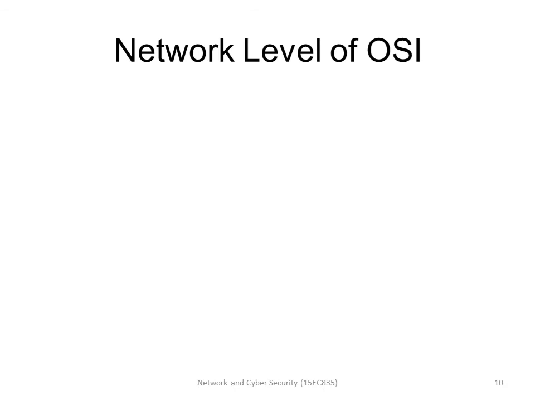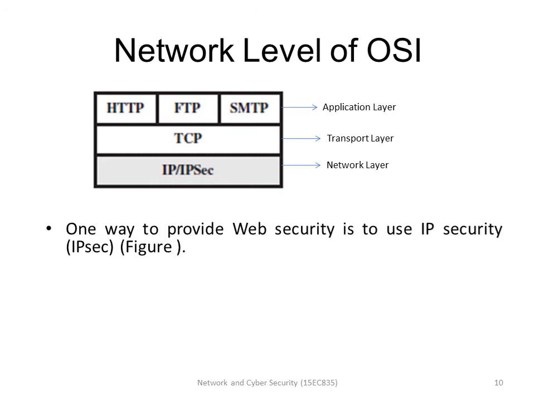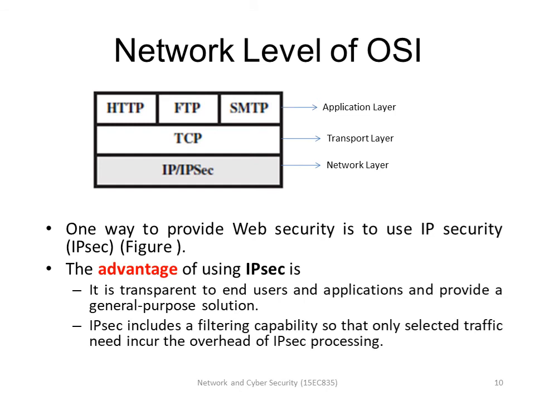Looking at the network layer of OSI, this is the application layer, the transport layer, and this is the network layer, and we are talking about this particular layer. One way to provide web security is to use IP security, IPsec, in the network layer. The advantage of using IPsec is that it is transparent to end users and applications and provides a general purpose solution. IPsec includes a filtering capability, as I told you earlier, so that only selected traffic need incur the overhead of IPsec processing.